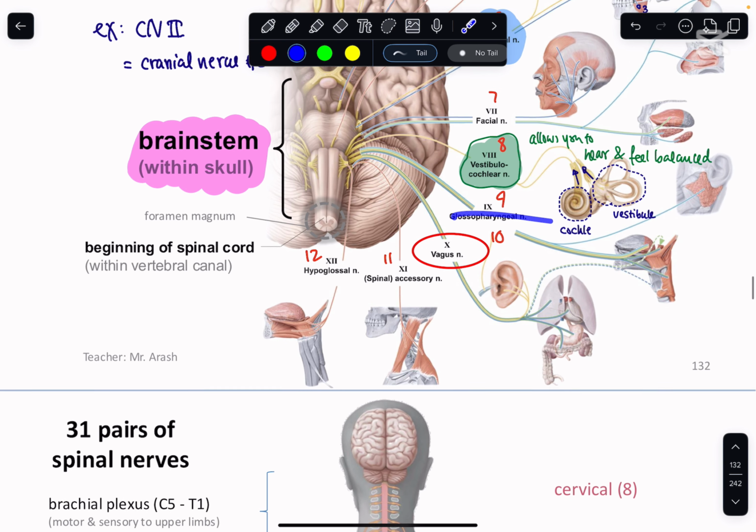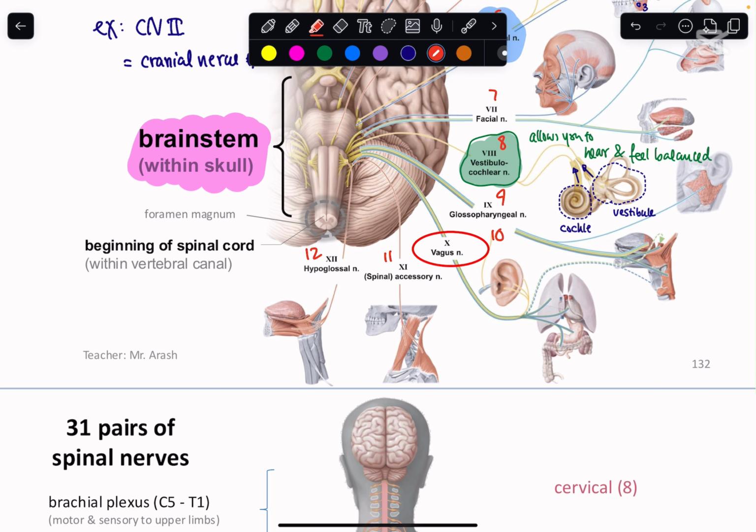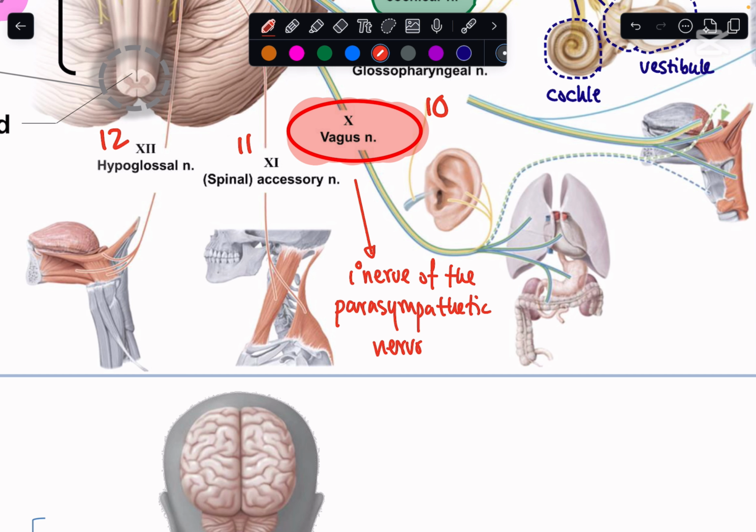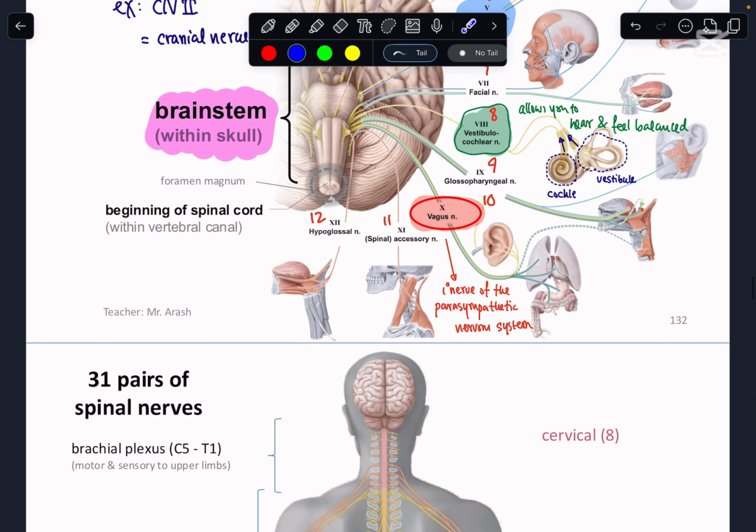Don't need to know number 9. Number 10 is very important. It's called the mighty vagus nerve, or cranial nerve number 10. And this nerve is one of the primary nerves of the parasympathetic nervous system. Do you follow?